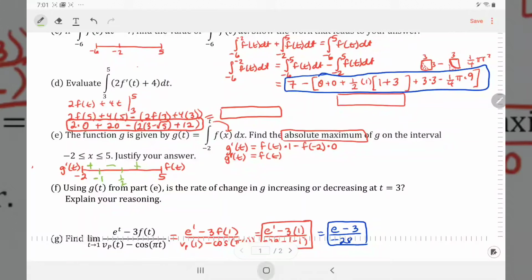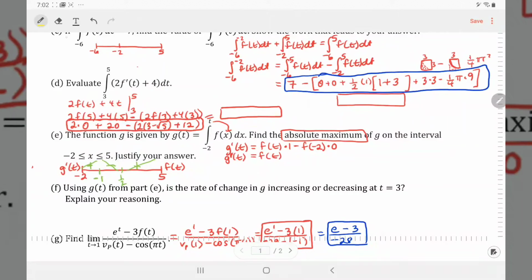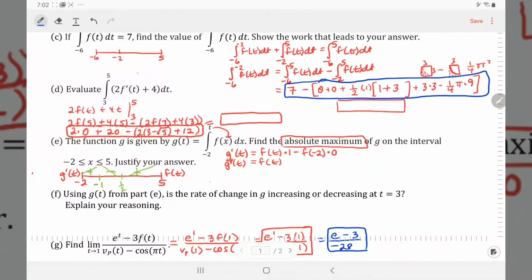So g, which is not shown, is increasing, then g is decreasing, then g is increasing. And I want the absolute maximum. So I have two candidates. Let me circle these in another color. My two candidates for the maximum would be -1 and the endpoint 5. This is using the extreme value theorem.